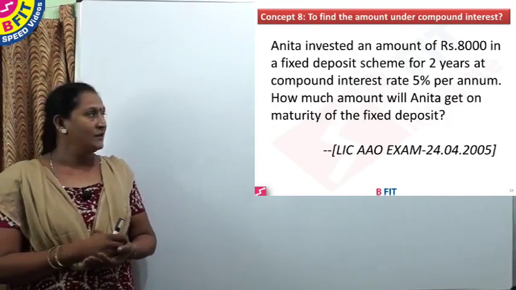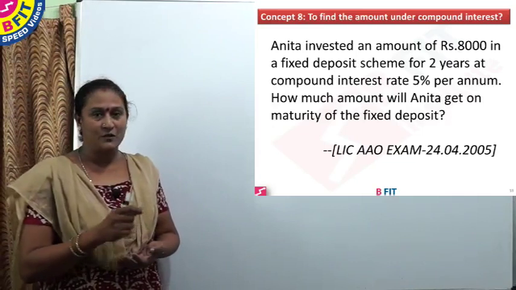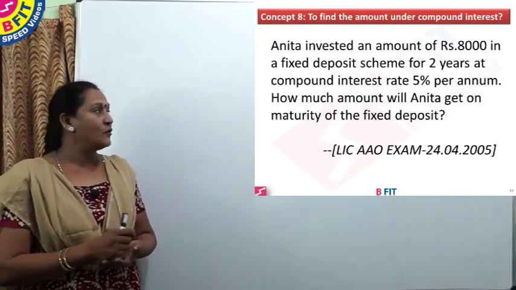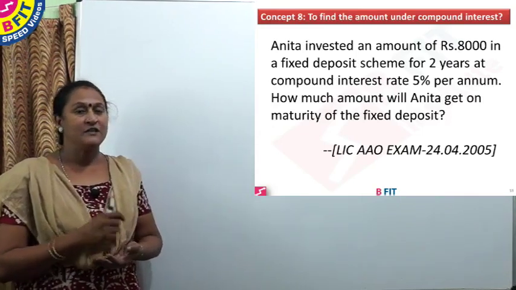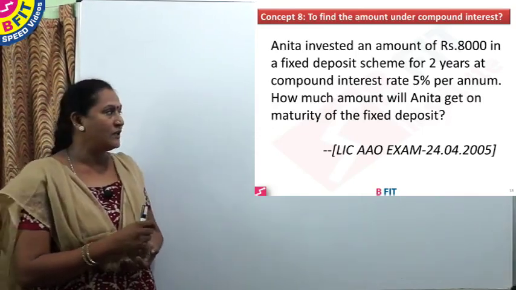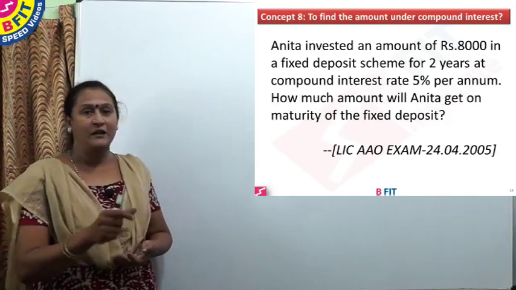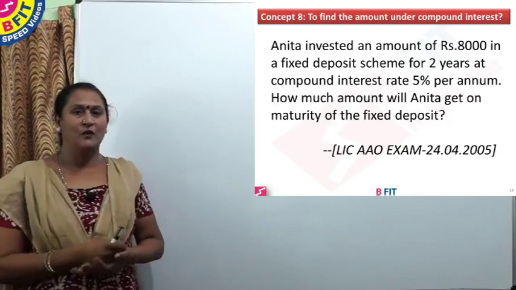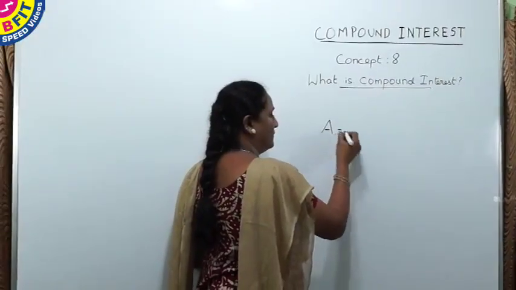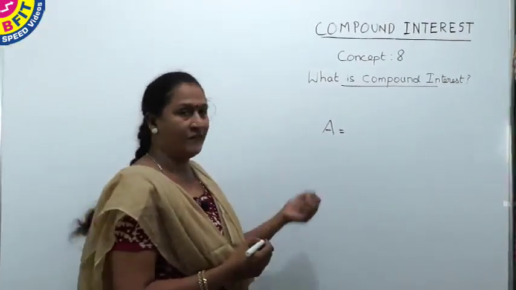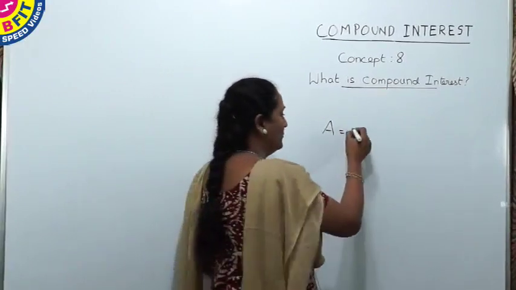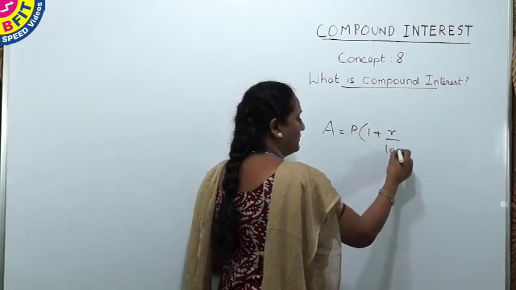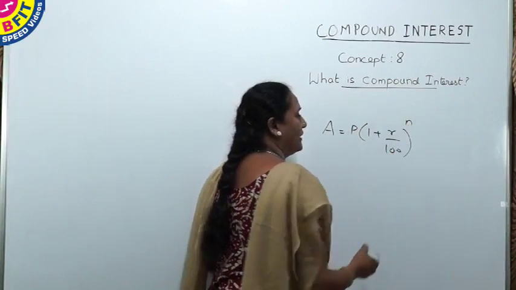So in this question, the period for which it was deposited is 2 years, the rate percent is 5%, and the amount deposited is rupees 8,000. So we'll see what will be the amount of this 8,000 for these 2 years. We'll see the working using the formula. To find the amount, we have the formula: amount equal to P into 1 plus R by 100 whole power n.